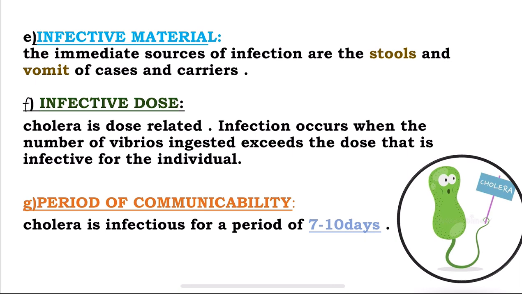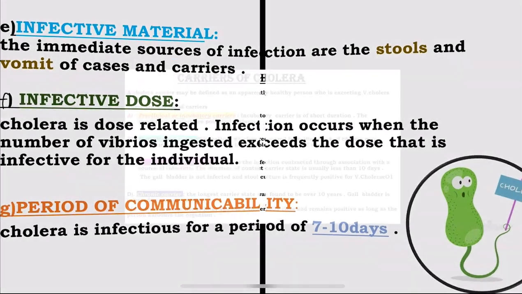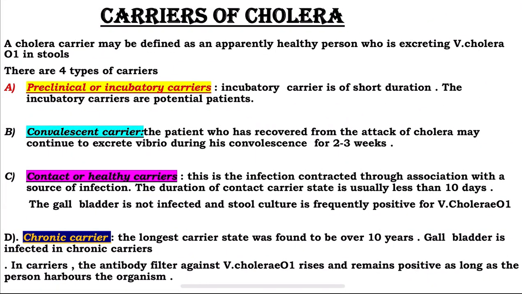The period of communicability: cholera is infectious for about 7 to 10 days. Next, we will go on to the carriers of cholera. A cholera carrier is defined as an apparently healthy person who is excreting Vibrio cholerae O1 in stools. The carrier is a healthy person, with no visible signs and symptoms. He will not present with the typical clinical features, whereas he will be shedding Vibrio cholerae O1 in stools.